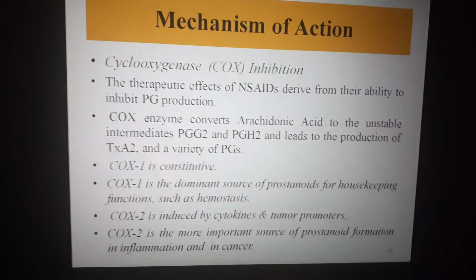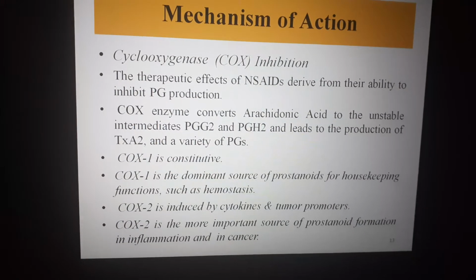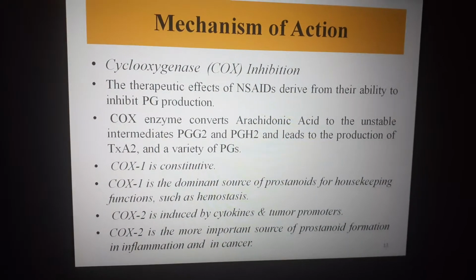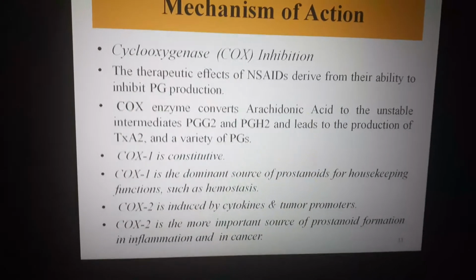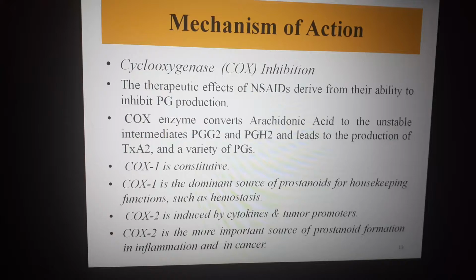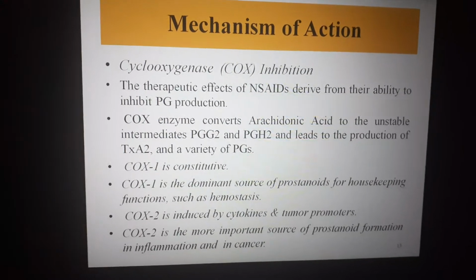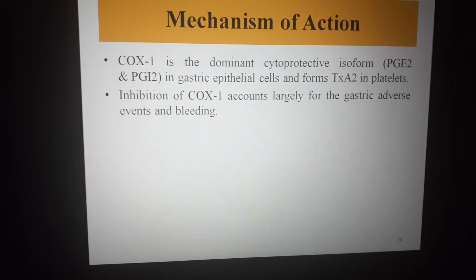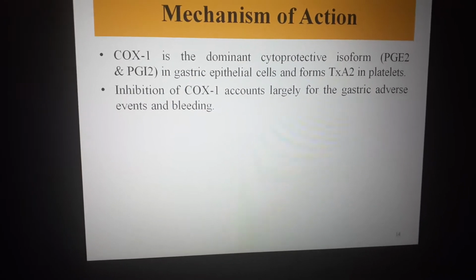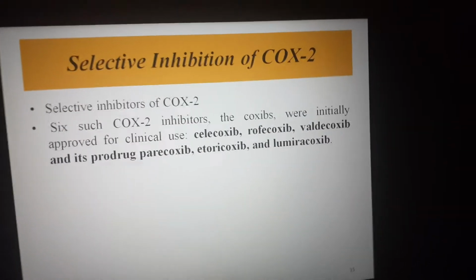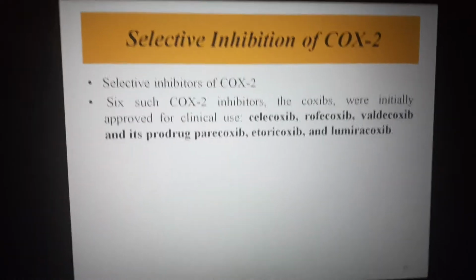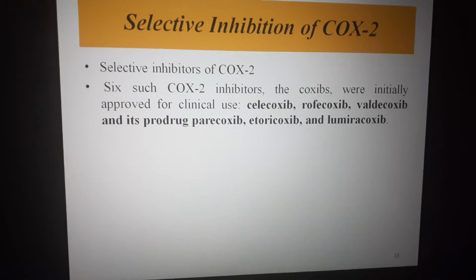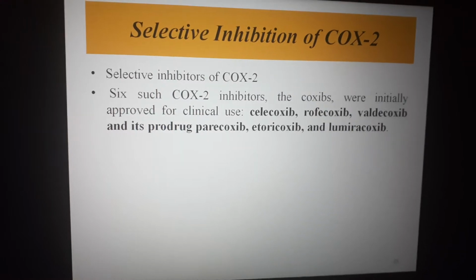As I have told you, cyclooxygenase is the enzyme which converts arachidonic acid into prostaglandins, and COX is present in our body in two forms, COX-1 and COX-2. COX-1 is constitutive and involved in housekeeping functions, while COX-2 is the inducible enzyme and is mainly activated in inflammatory conditions. COX-1 is the dominant cytoprotective form, and inhibition of COX-1 accounts for gastric adverse effects and bleeding. Some selective COX-2 inhibitors are available such as celecoxib, etoricoxib and parecoxib, and the rest such as rofecoxib and valdecoxib have been withdrawn from the market because of their side effects, especially cardiovascular side effects.